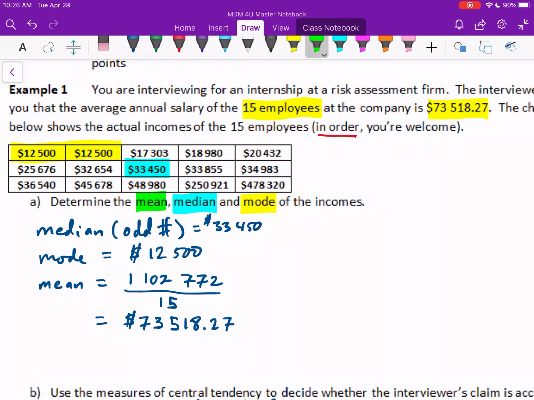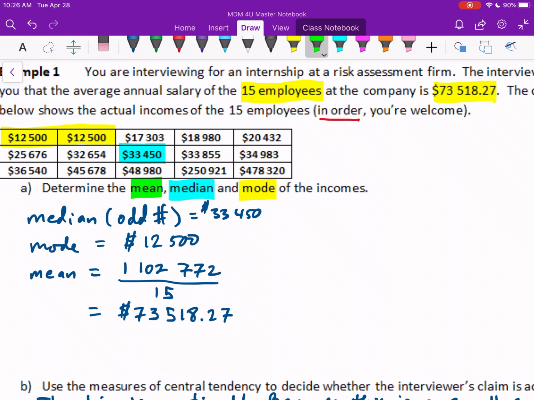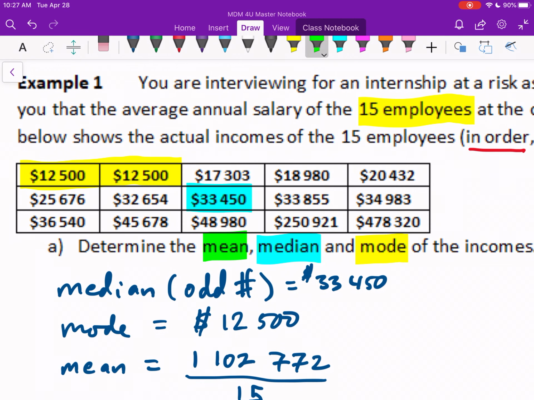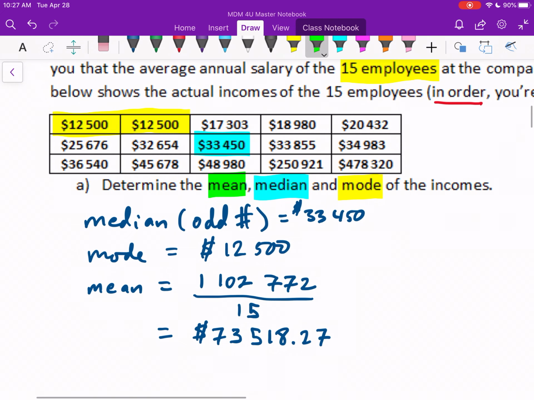So we got 3 very different data pieces: 12,500, 33,450, and 73,518. All are considered to be measures of central tendency. So the people who run this company are saying that their average salary is $73,000 and change, which sounds great. And yeah, that's true. From one respect, that is true. But if you take a look at the list of what people are getting, 13 out of the 15 people in this company are getting less than that. So it's not like everyone is getting that amount of money. There's just, say, the president and the vice president, or the CEO and the chief financial officer. They're getting the lion's share of the money, and everyone else is getting a far smaller amount.